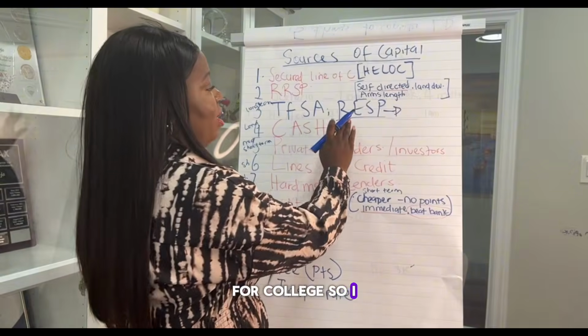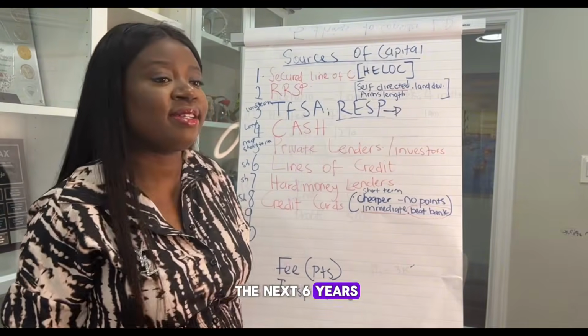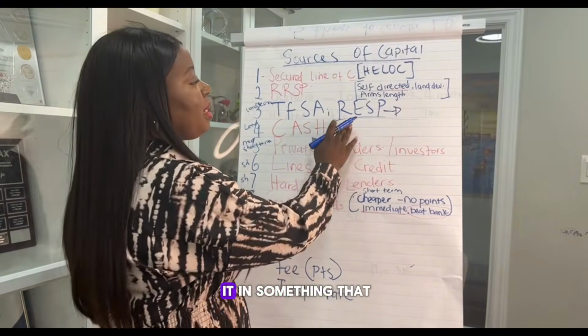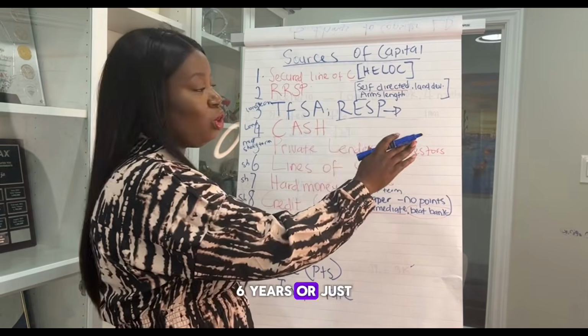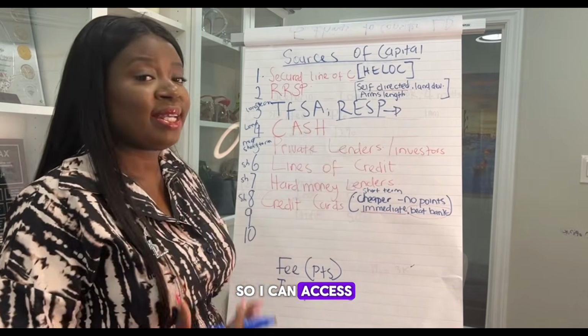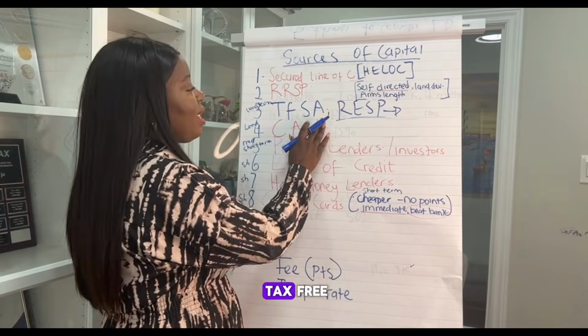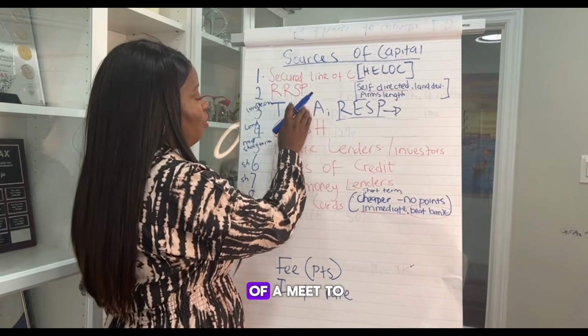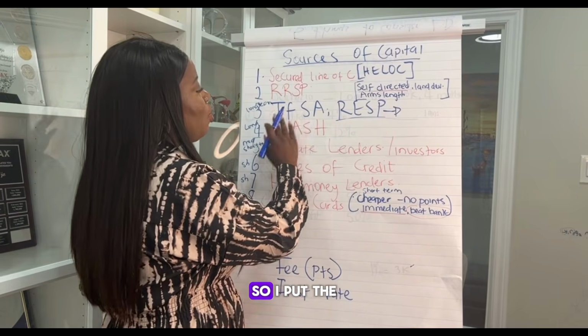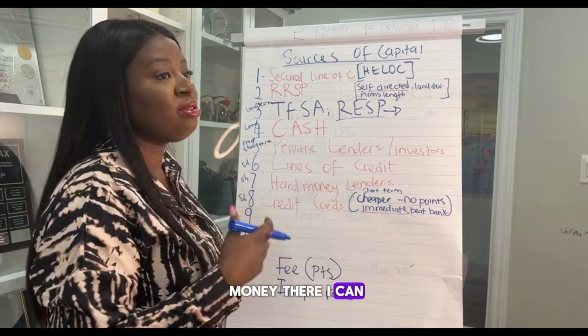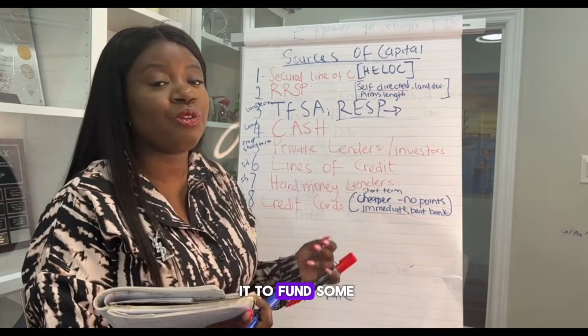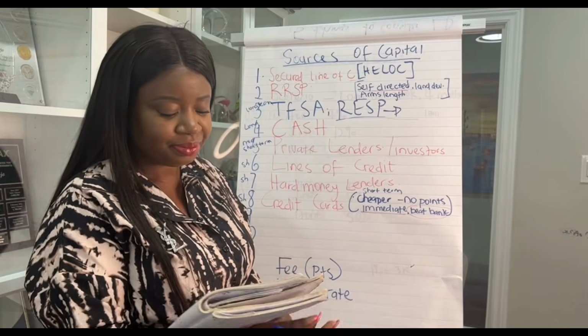college. So if my kids have the next 6 years, then maybe I don't want to put it in something that is longer than 6 years, so I can access it and use it for kids' tuition. My TFSA grows tax free, so this is more of a mid to long term. So I put the money there. I can even use it to fund some of my own deals as well.